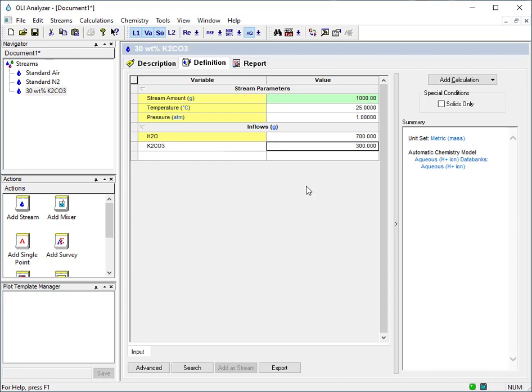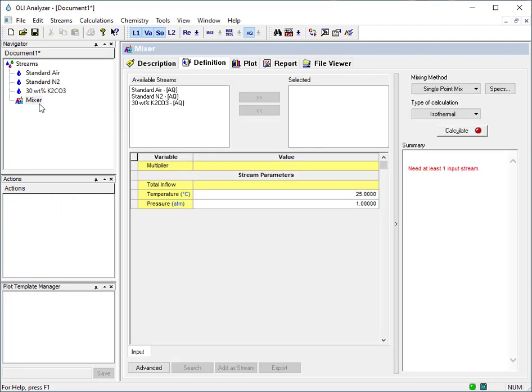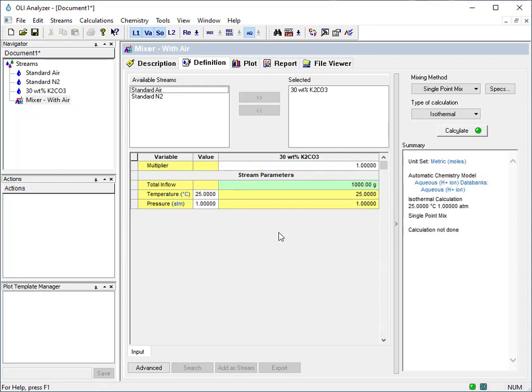I'm now ready to do some quickie side calculations. I'm actually going to run two mixer calculations. The first mixer calculation I'm going to run, I'm adding a mixer. I'm going to rename it. I'm just going to call it with air. And I'm going to take the potassium carbonate solution. Okay, so we've added the potassium carbonate solution.